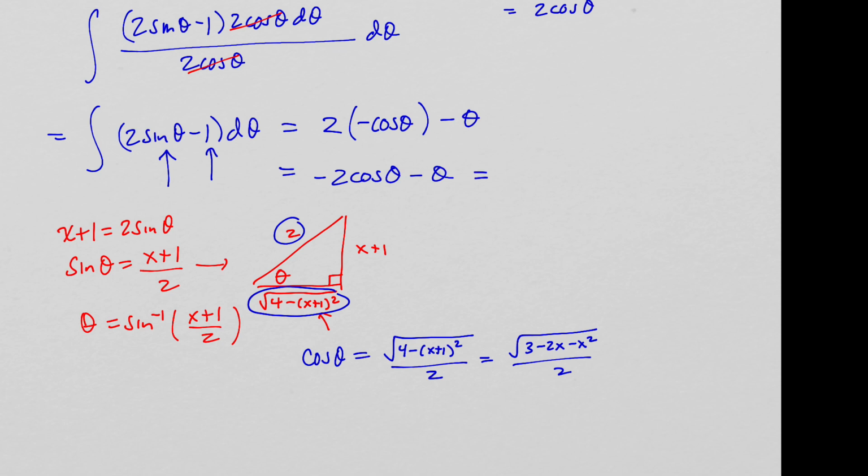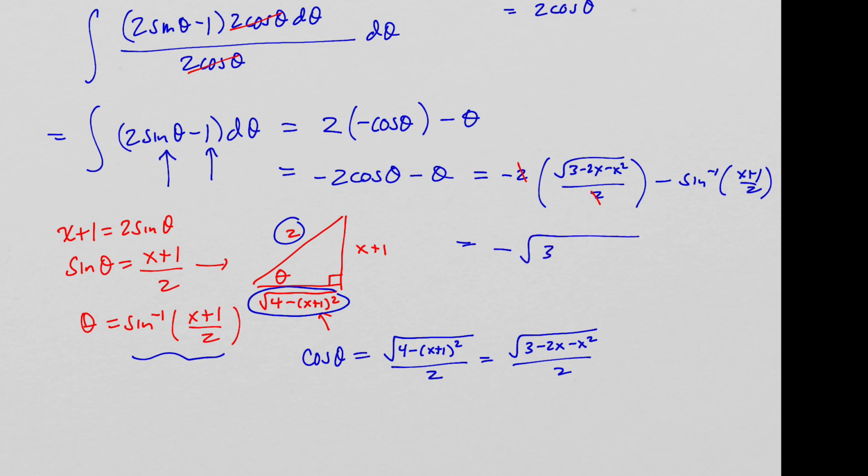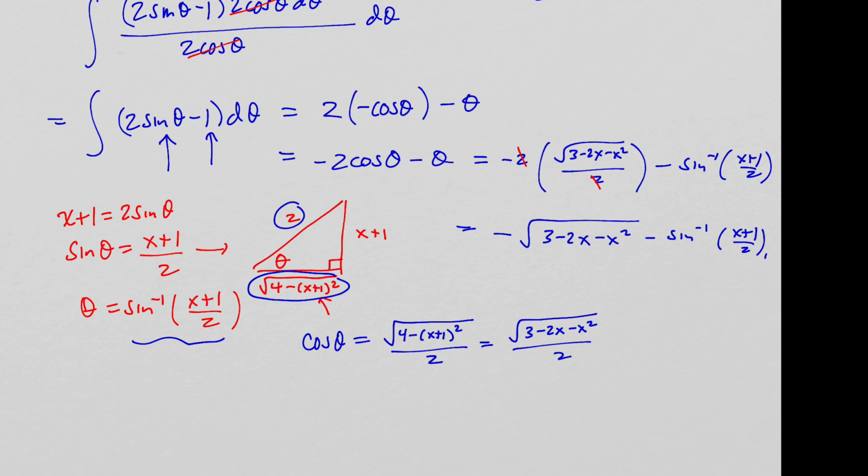So our answer is going to be negative 2 times cosine of theta, which is this expression, and then minus theta, but theta is inverse sine of x plus 1 divided by 2. So now if I just cancel out the 2's here, I get negative square root of 3 minus 2x minus x squared minus the inverse sine of x plus 1 over 2 plus c.